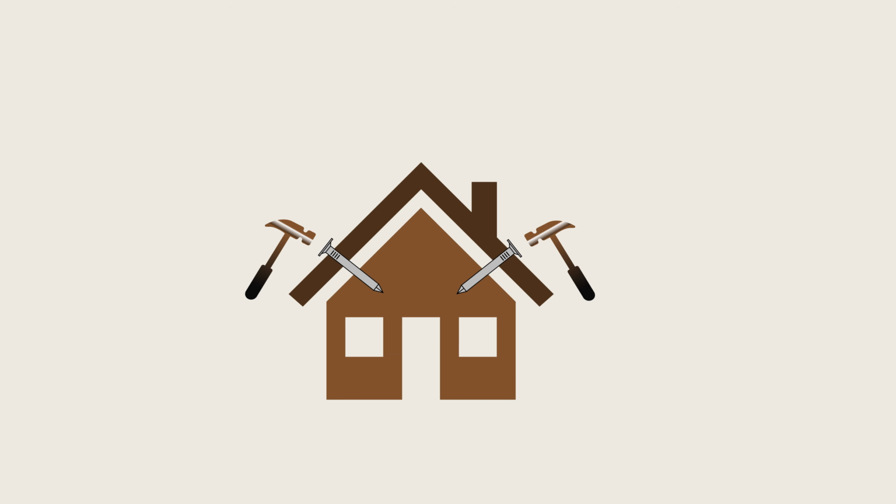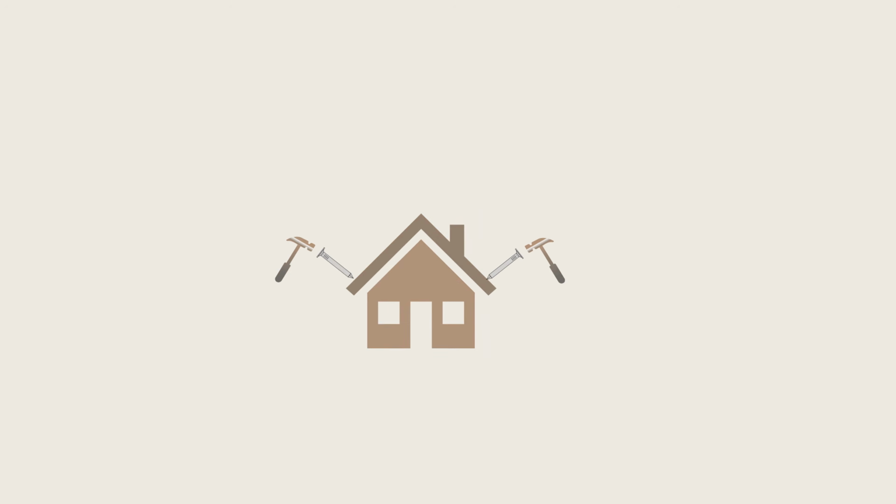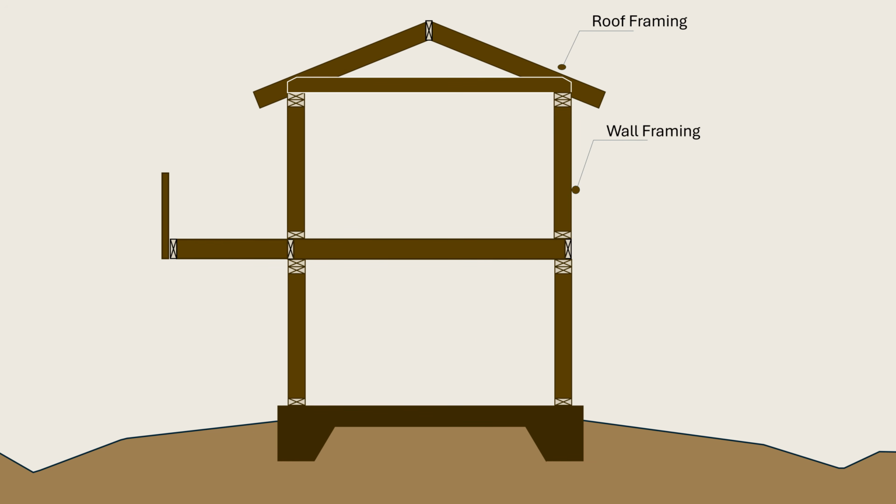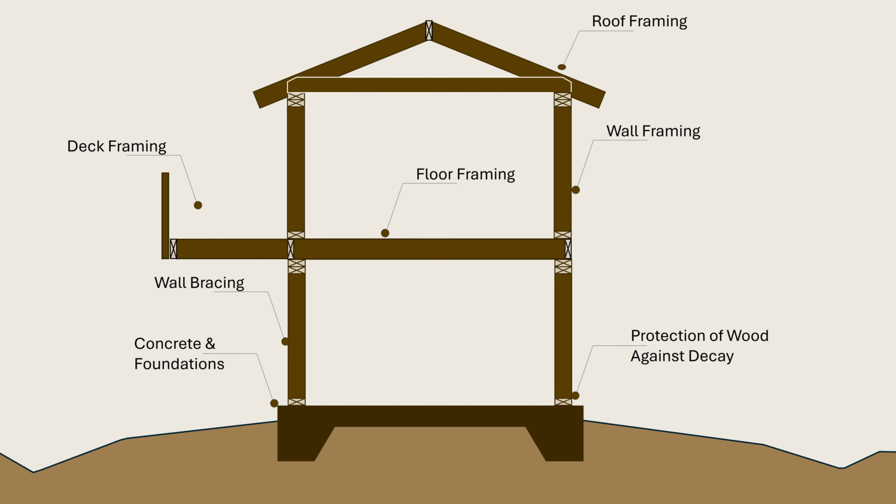It is important to note that nails are just one element in a much larger system. Designing and building a fully code-compliant wood-framed home is like conducting an orchestra. Every element, from roof and wall framing requirements, floor and deck framing requirements, wall bracing requirements, concrete and foundation requirements, to the protection of lumber against decay and many other considerations, must work in perfect harmony. If one part is out of sync, the safety and well-being of the occupants may be compromised. As a designer or contractor, you're the maestro and must ensure that every component comes together seamlessly to create a home that is strong and safe.